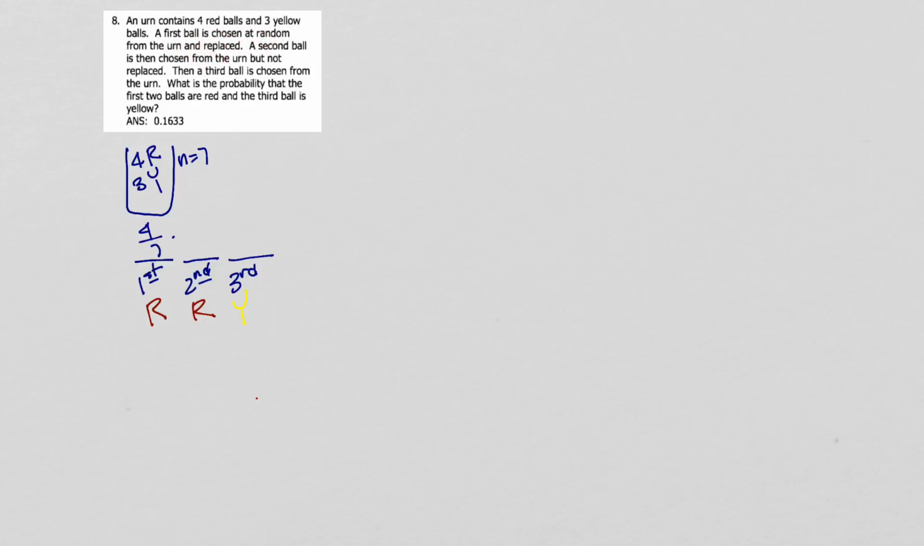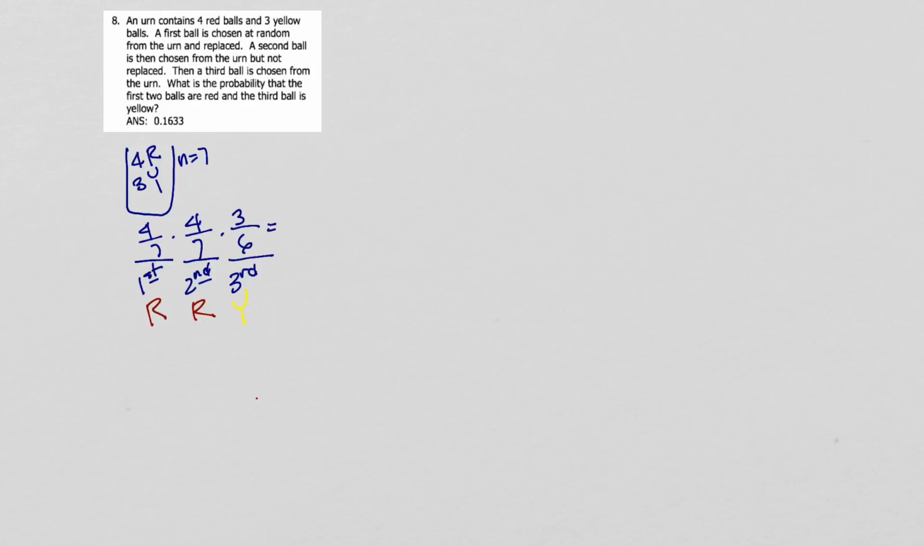So there's still 7 balls in here. And then what we want is a red one here again. So there's still 4 red, and then 7 balls still. Times. And now what we're going to do is we don't replace that ball, right? We take 1 out of this one, but we don't replace it. So there's only 6 balls left, and we want a yellow. There's 3 yellows out of those 6.